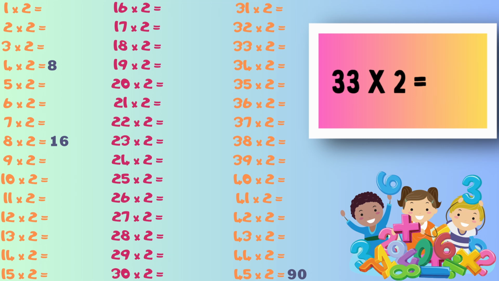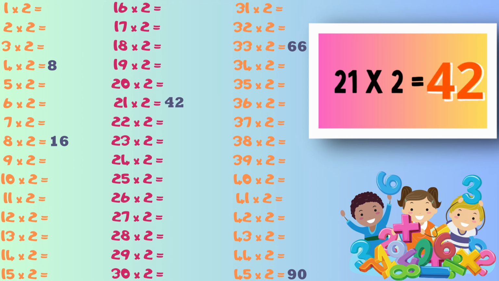Our next sum is 33x2, which equals 66. Next up is 21x2, and this equals 42. Our next sum is 36x2, which is 72.